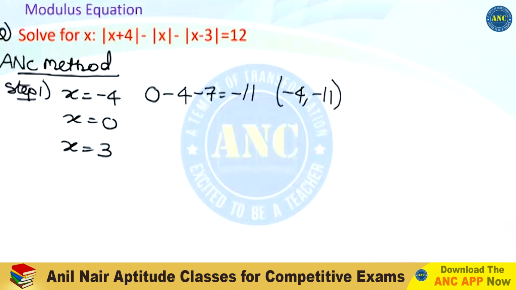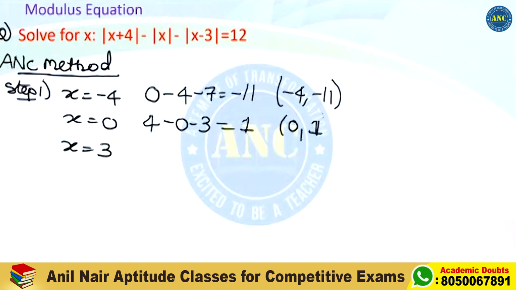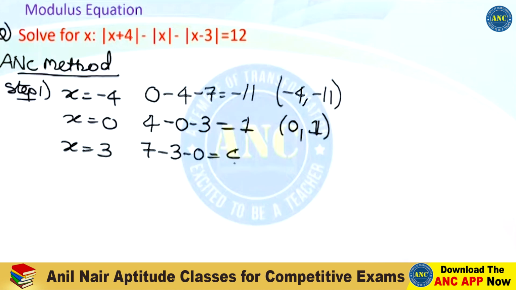If x is 0, 0 plus 4 is 4, minus mod of 0 minus 3, which is mod of minus 3, which is 3. 4 minus 3 is nothing but 1. So the next is nothing but 0 comma 1. At x equivalent to 3: 3 plus 4 is 7, minus mod of 3 minus 3, which is 0. 7 minus 0 is nothing but 7, so it is 3 comma 7.